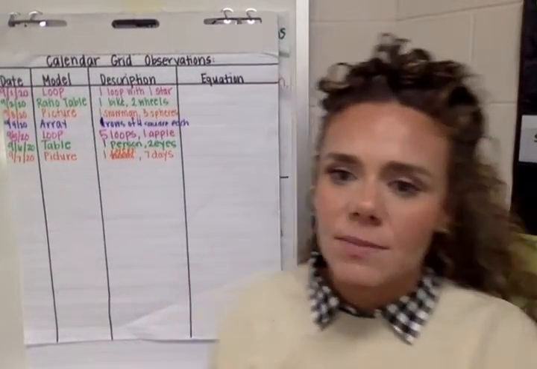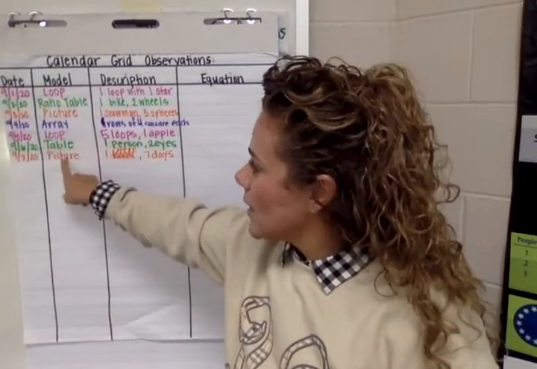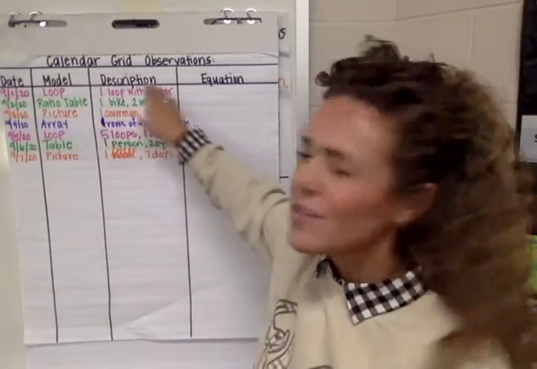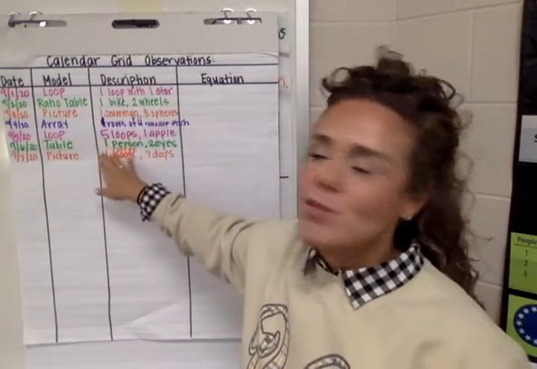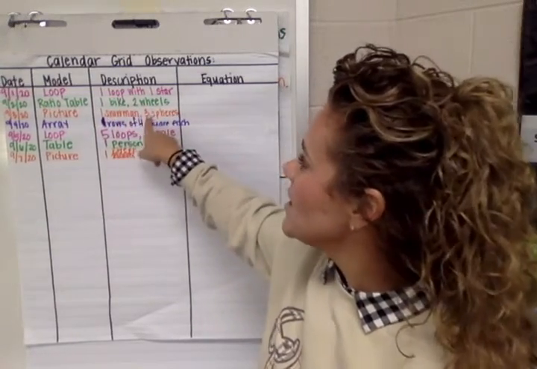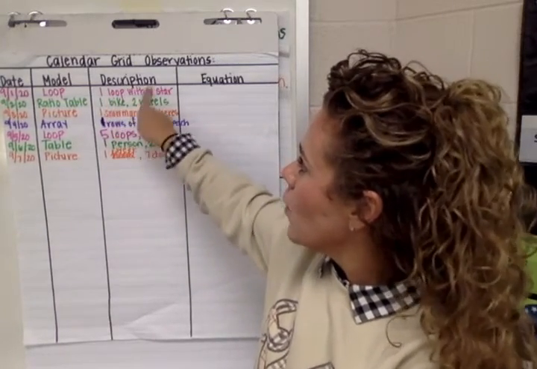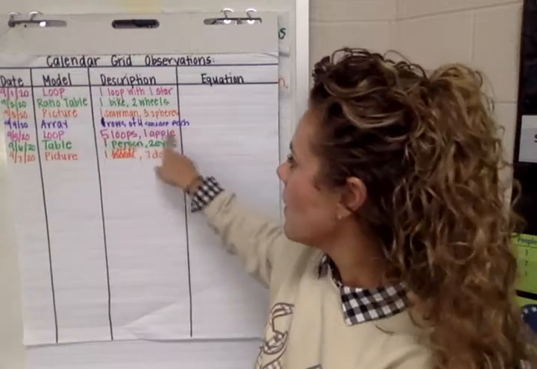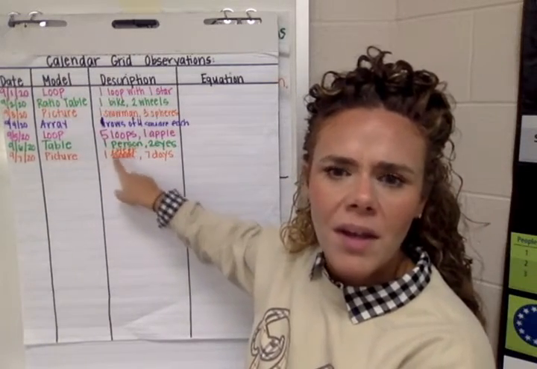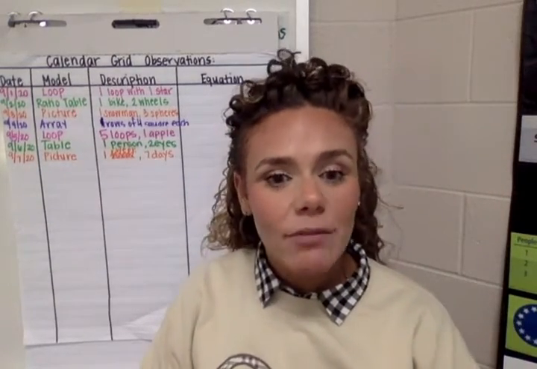But I do want you to pay special attention here. Loop, table, picture, array, loop, table, picture, array. We got that pattern down. But I want you to take special notice of the description. 1 loop, 1 star, 1 bike, 2 wheels, 1 snowman, 3 spheres, 1 row, 4 squares. 1, 1, 1, 1, 1, 2, 3, 4. But then something happened here. And then we're back to 1, 1, 2, 7. I don't know. We'll just have to wait and discover it together.